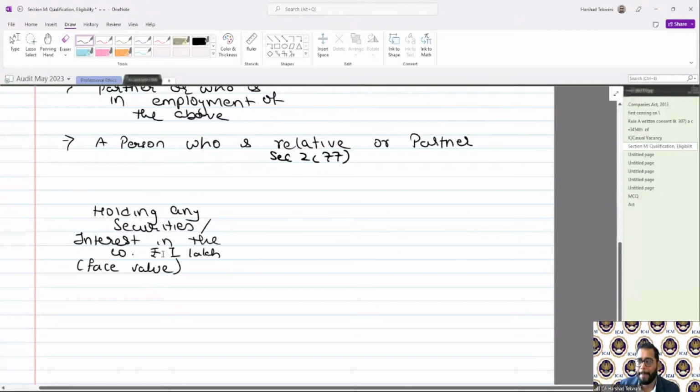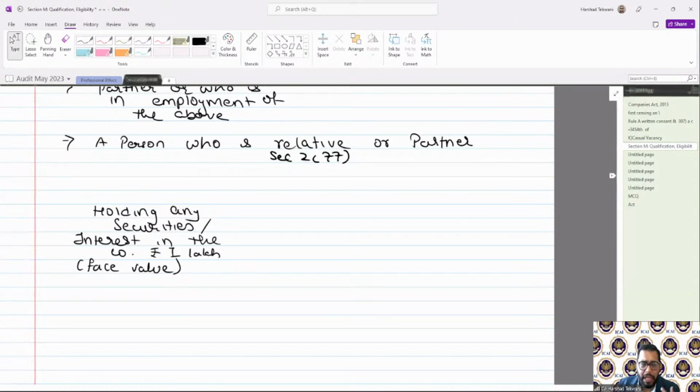Of shares. And if he is holding more than 1 lakh, he will fall under this category. Okay. So a person who is a relative or partner holding any security in the company of 1 lakh or more, basically, then he will fall under this particular category.